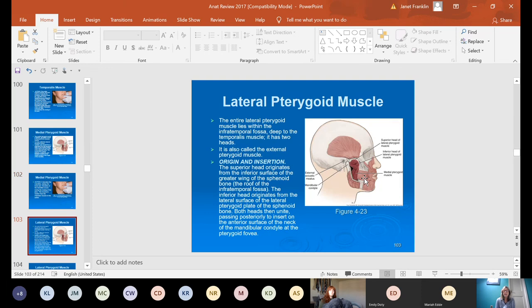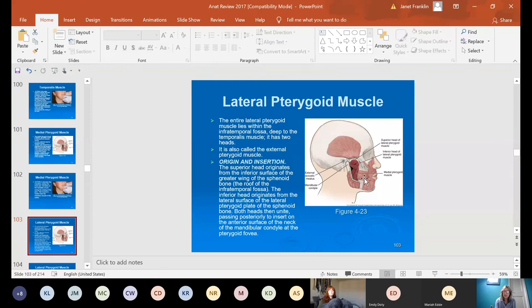The lateral pterygoid muscle lies within the infratemporal fossa deep to the temporalis muscle and has two heads. The superior head originates from the inferior surface of the greater wing of the sphenoid bone. The inferior head originates from the lateral surface of the lateral pterygoid. Don't memorize all those.